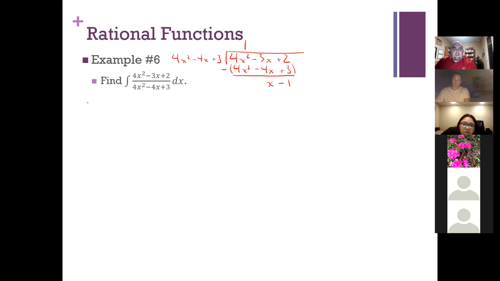So really what we're looking at is 1 plus x minus 1 over 4x squared minus 4x plus 3. All right, good first move. Now what should we do?